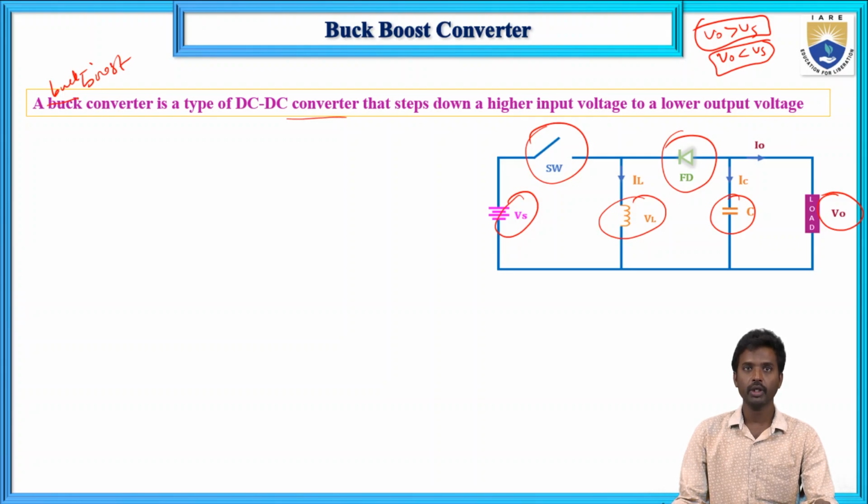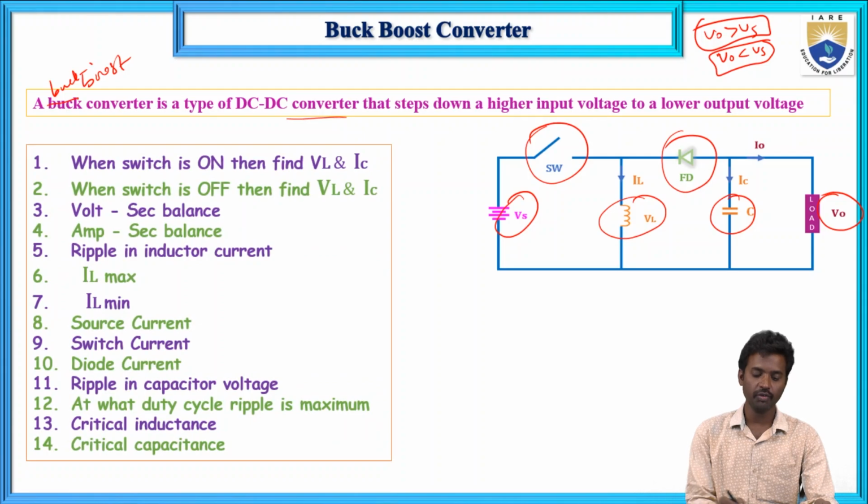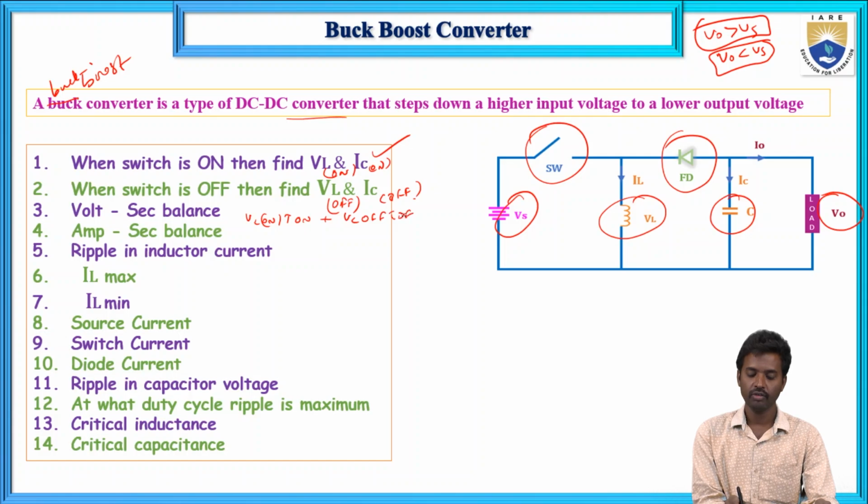First, what are the parameters we need to derive? When the switch is on, calculate the voltage across the inductor and the current flowing through the capacitor, VL on and IC on. When the switch is off, find the inductor voltage and capacitor current, VL off and IC off. And volt second balance: what is volt second balance? VL on T on plus VL off T off is equal to 0. This is volt second balance.